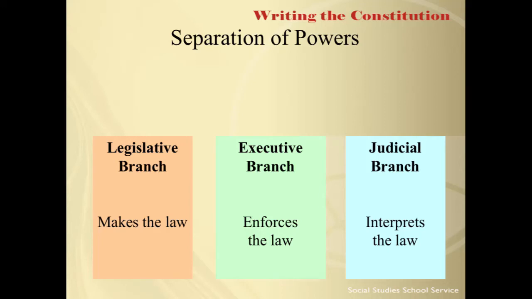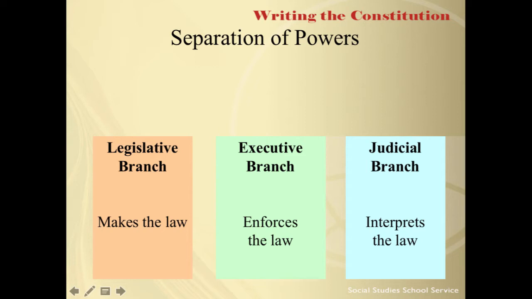We're going to continue our discussion about the Constitution. On this slide, you see the idea of separation of powers, and we talked about this in class yesterday. We see the legislative branch, the executive branch, and the judicial branch, and it also gives the idea of what each branch does. So we know that the legislative branch makes the law, the executive branch enforces the law, and the judicial branch interprets the law. So legislative makes law, executive enforces, and judicial interprets.